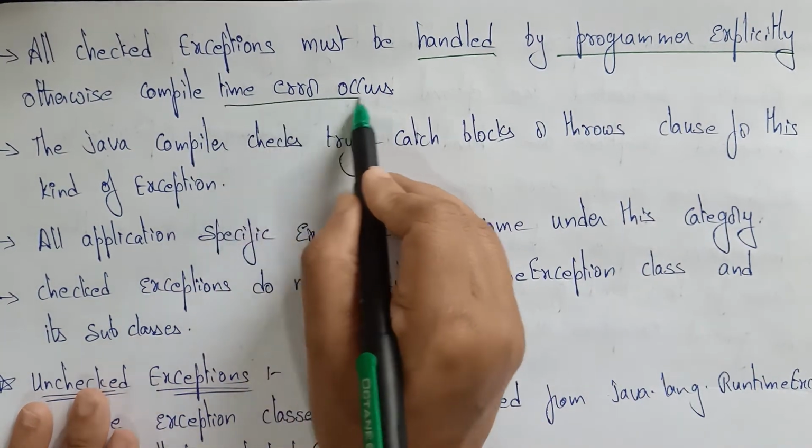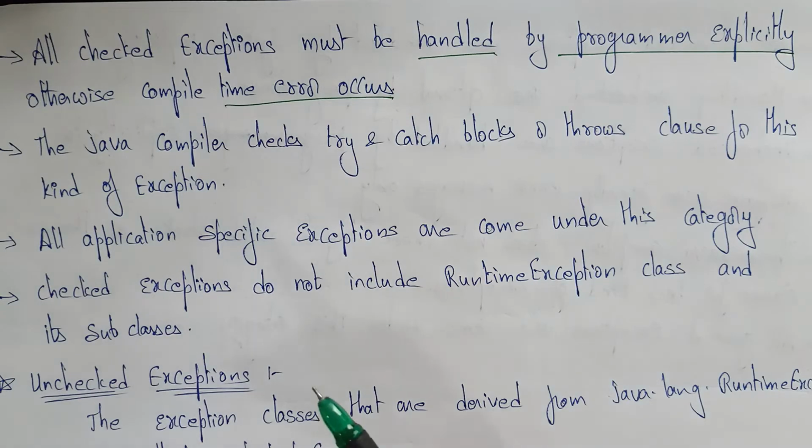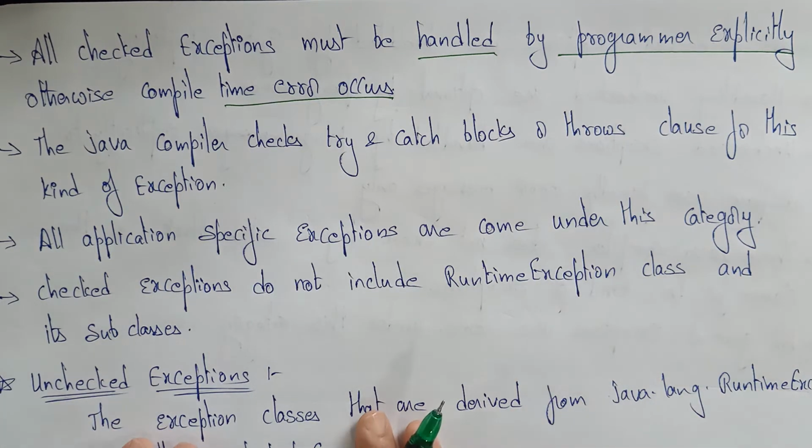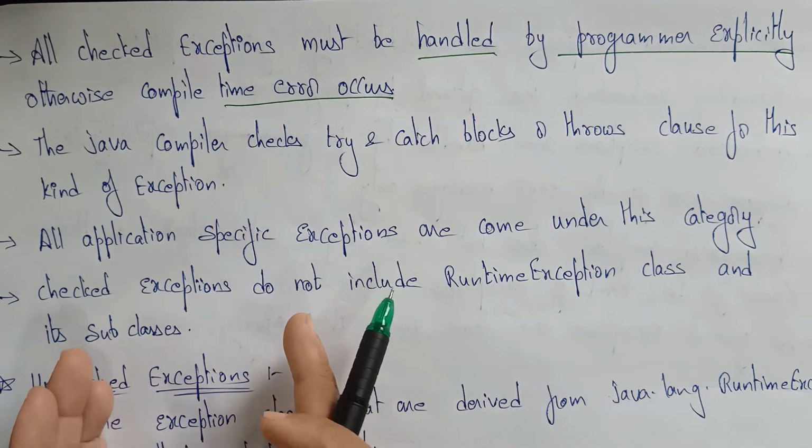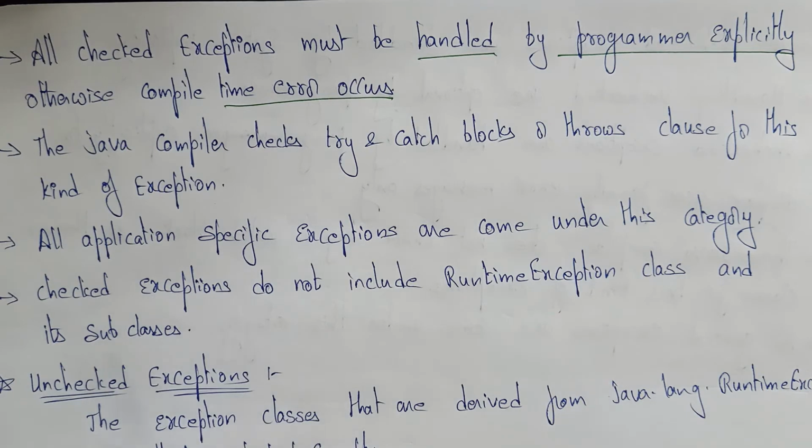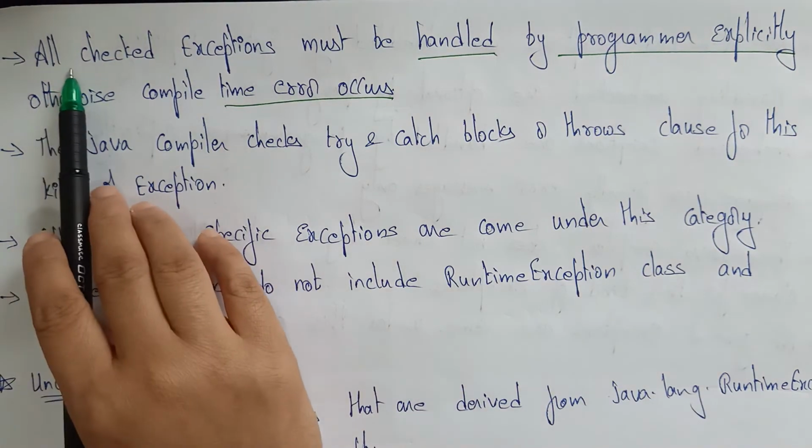Otherwise a compile time error occurs. It means that while writing the Java program, the programmer itself has to write code to handle that. How to handle it, I'll also explain. Don't get confused, this is only the theory part I'm explaining. We will implement this theory in practical. First try to understand the concept, then we will implement it in practical. So remember this point.